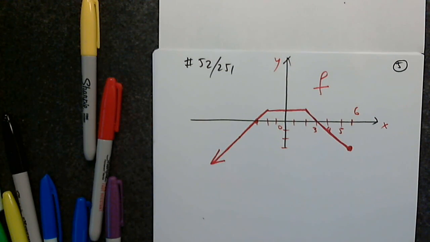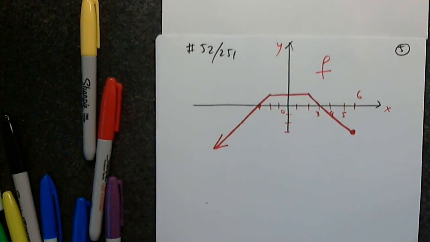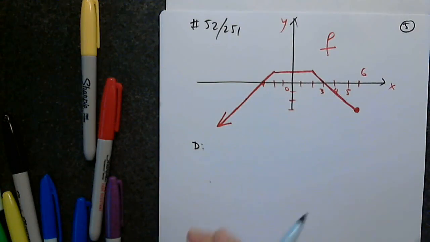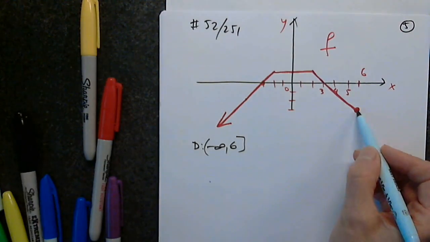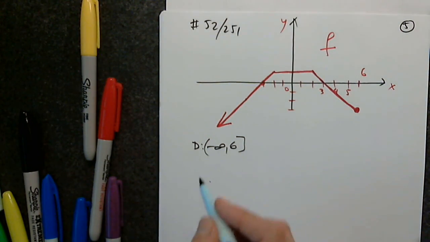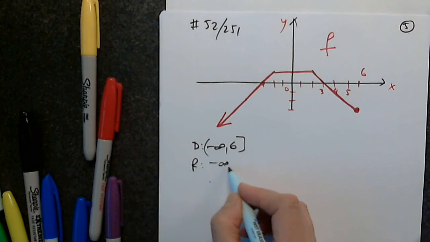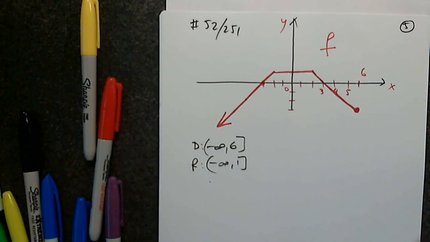Number 1, domain. Very good. With a bracket because it's a full point. Awesome. Range. Stop if you have questions. Range. Do you all agree with negative infinity to 1?